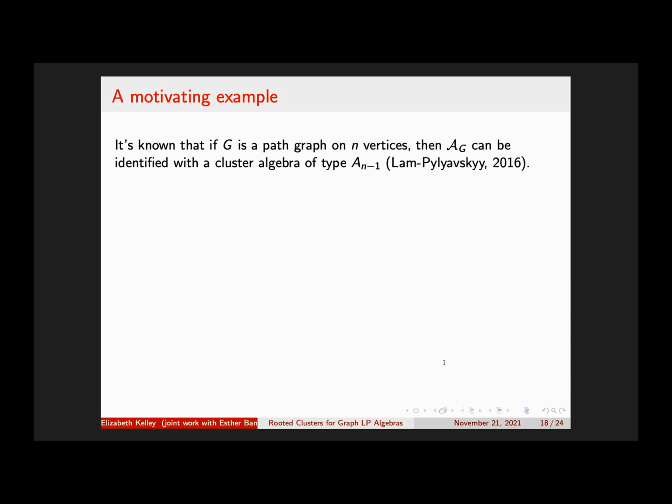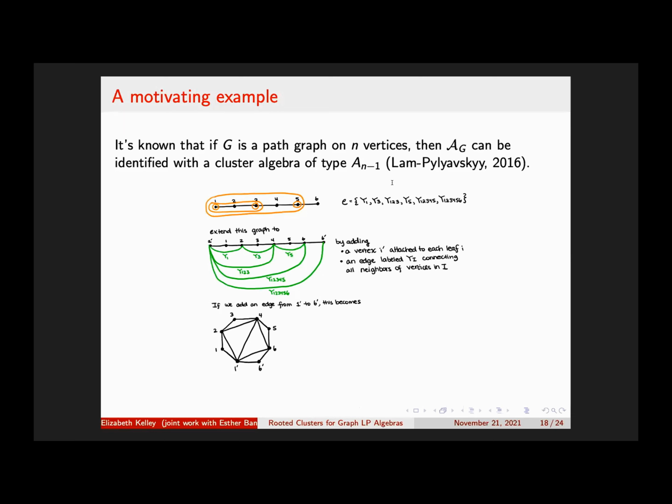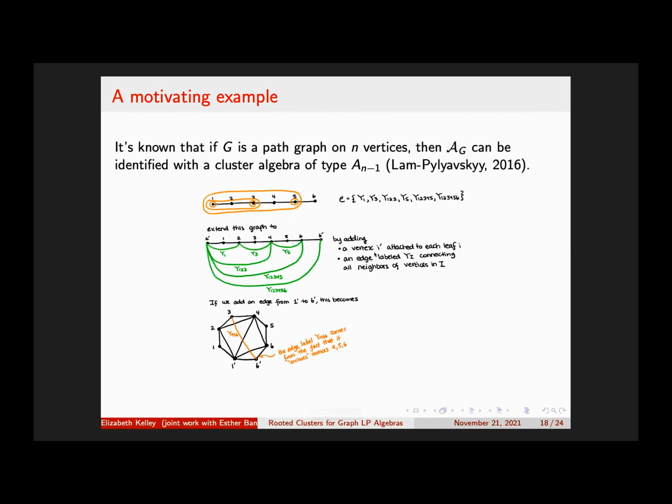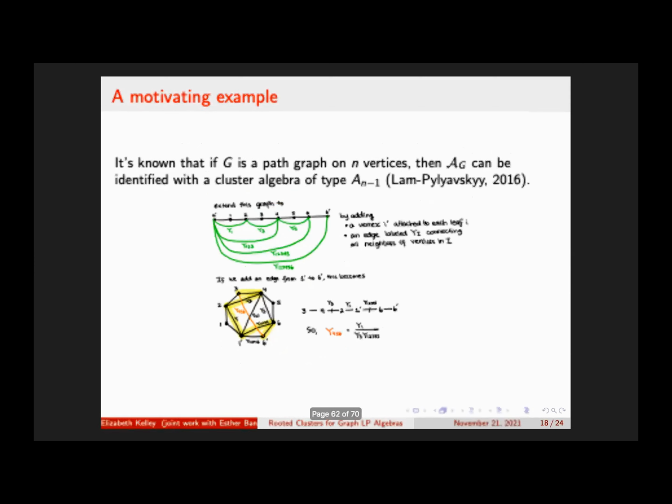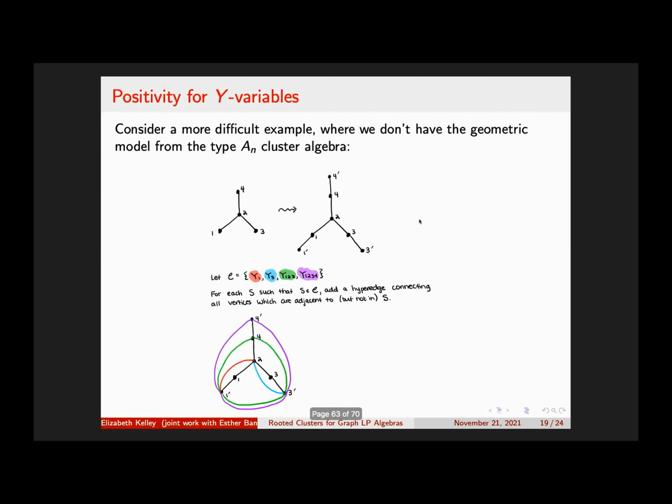And so it's known from the original paper that the path graph can be identified with a cluster algebra of this type. And so this is our inspiration for our combinatorial construction. So we take a path graph, we extend it by adding a vertex on each side. Our Y cluster variables now show up as arcs here. And if you think about folding this together and adding an edge between the primed vertices, you get a triangulation of a polygon where you can play this game with T-paths.